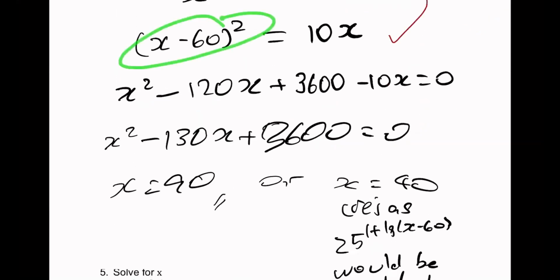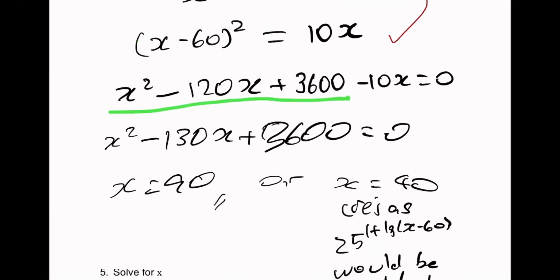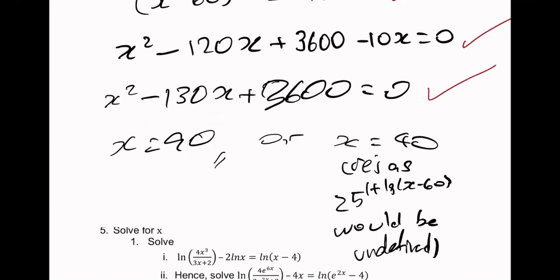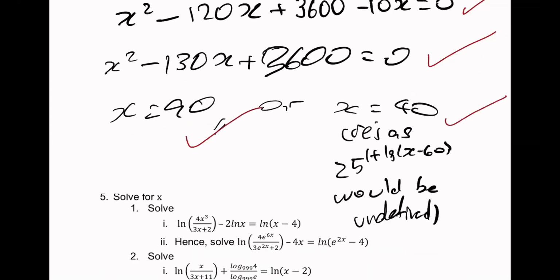Then you square both sides. I mean, you open up the square, you get x squared minus 120x plus 3600. Correct. Yes. Bring the 10x over, you get minus 10x. Okay. Then minus 120 minus 10 is minus 130x plus 3600. Okay. Solve, you get 90 and 40. Here you reject because x minus 60. Okay. Can. Good.